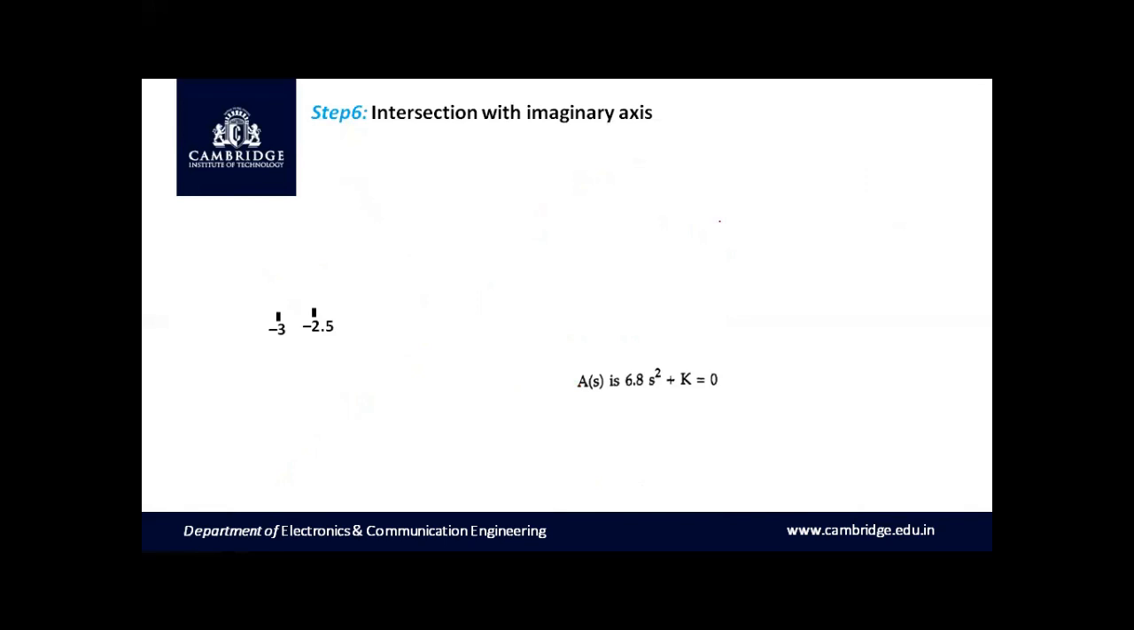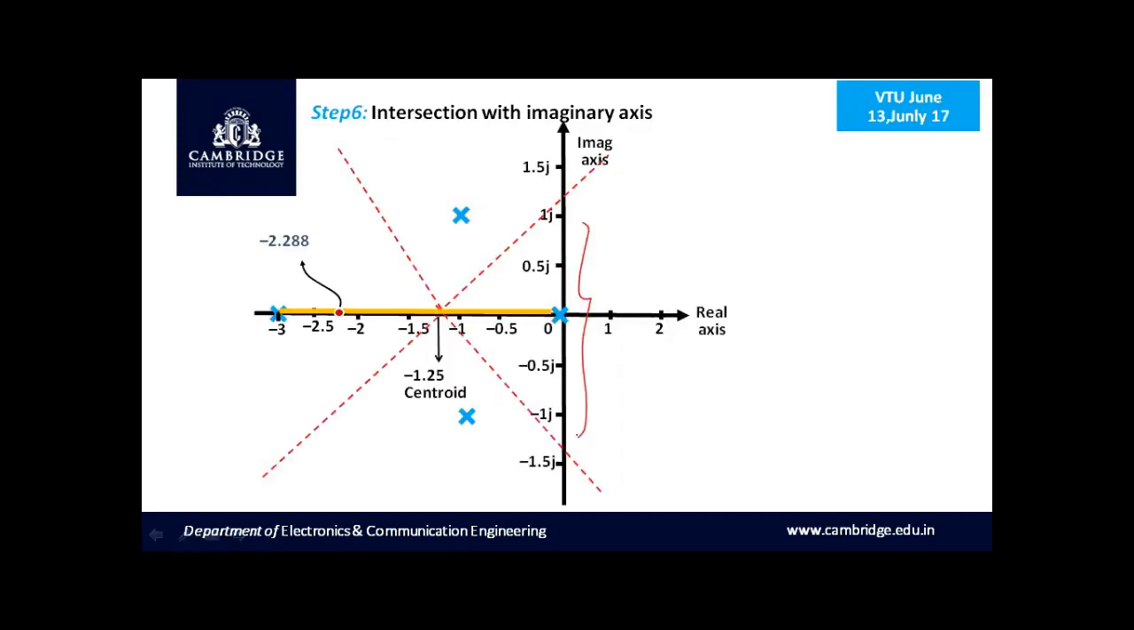Step number 6 is to calculate the intersection of the root locus with the imaginary axis. In the previous step, we calculated the location of the breakaway point at minus 2.288, which is a valid breakaway point. Therefore, it is very clear that the root locus branches will break away and move from the real axis into the complex plane, guided by the asymptote at an angle of 135 degree as well as at 225 degree, and try to reach infinity.